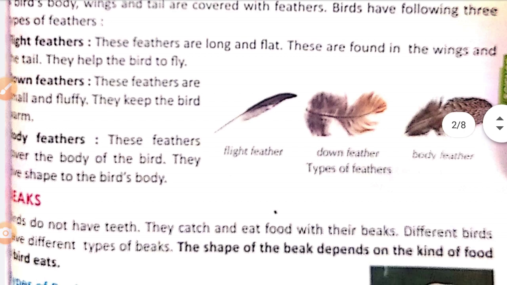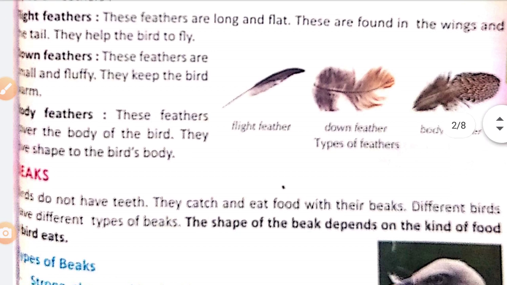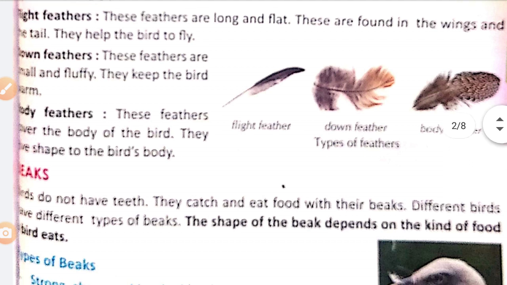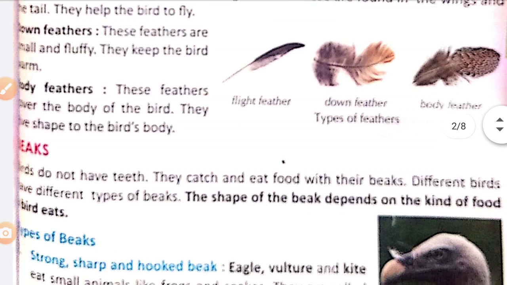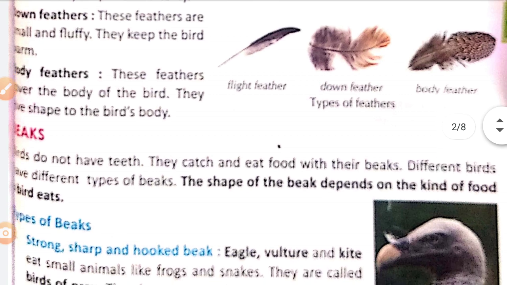First, flight feathers. In the name only it is there, flight feather means it helps them to fly. This one is a flight feather. These feathers are long and flat. These are found in the wings and on the tail. They help the bird to fly. ये फ्लाई करने में हेल्प करते हैं, इसलिए उन्हें कहा जाता है फ्लाइट फीदर्स.